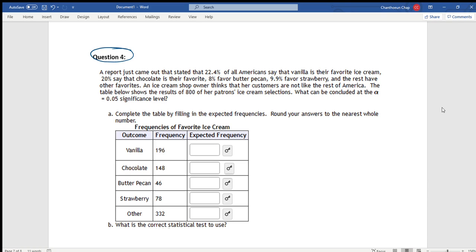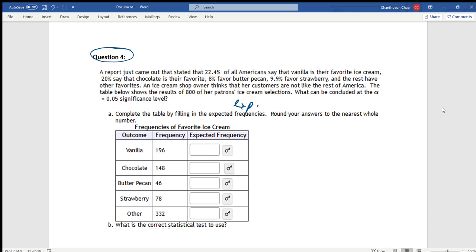Question 4. A report just came out that stated 22.4% of all Americans say that vanilla is their favorite ice cream, 20% say that chocolate is their favorite ice cream, 8% favor butter pecan, 9.9% favor strawberry, and the rest have other favorites. An ice cream shop owner thinks that her customers are not like the rest of America. The table below shows the results of 800 of her patrons' ice cream selections. What can be concluded at the alpha equals 0.05 significance level? Let's complete the table by filling in the expected frequencies.